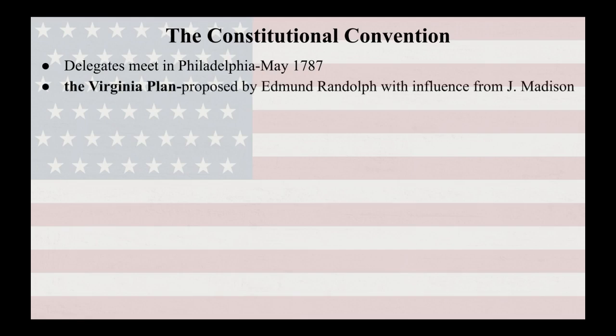And the Virginia Plan is going to be proposed by Edmund Randolph with influences from James Madison. Randolph proposes a resolution to change the Articles of Confederation. It was actually such a monumental resolution that it essentially created an entirely new government. And so the plan created a national legislature with a system of representation based upon population of states. Okay?